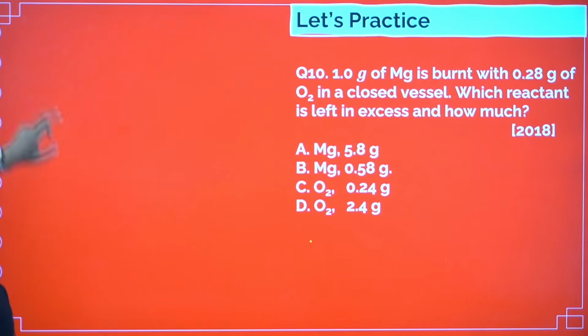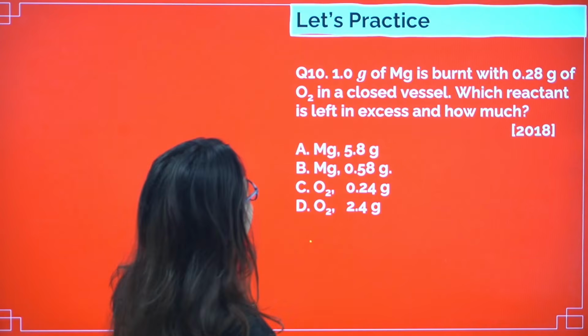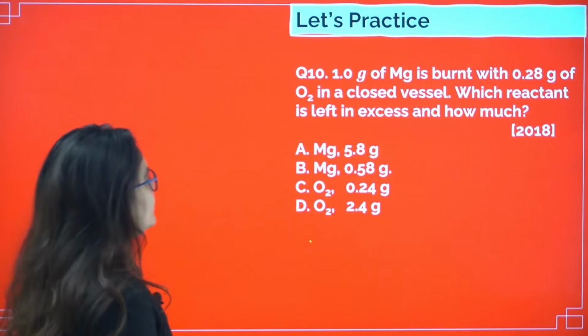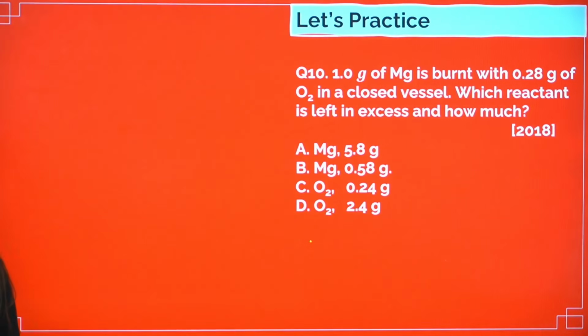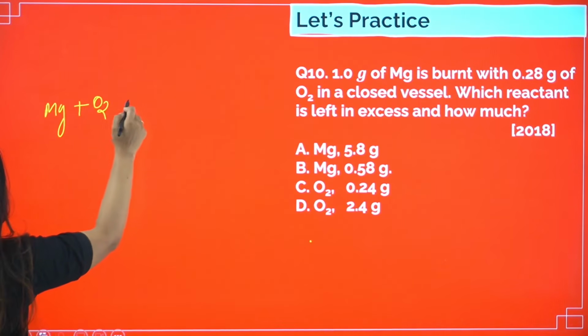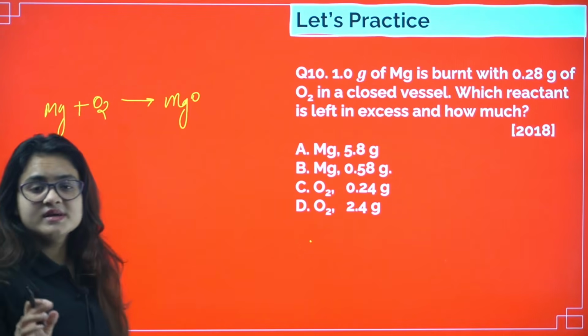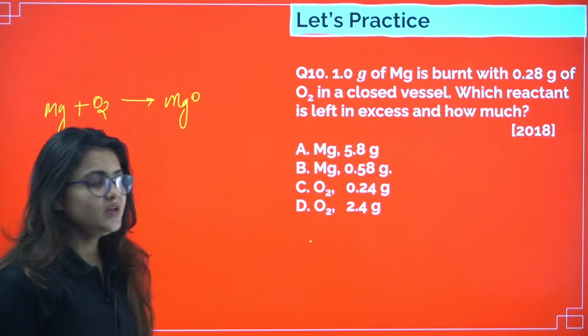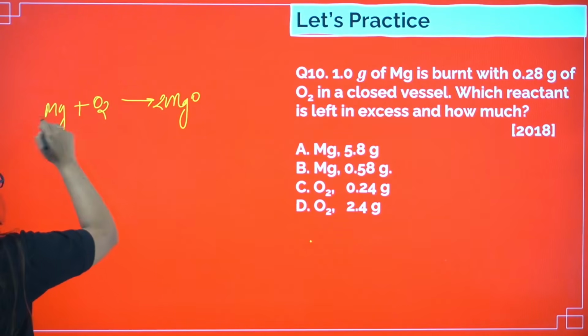Let's proceed further. Here you can see 1 gram of magnesium is burnt with 0.28 gram of oxygen in a closed vessel. Which reactant is left in excess and how much? So let's at first write the equation. If you are having magnesium plus oxygen, that will give you MgO, magnesium oxide. What you have to do at first is balance the reaction. If I want to balance, it should be 2Mg like that.